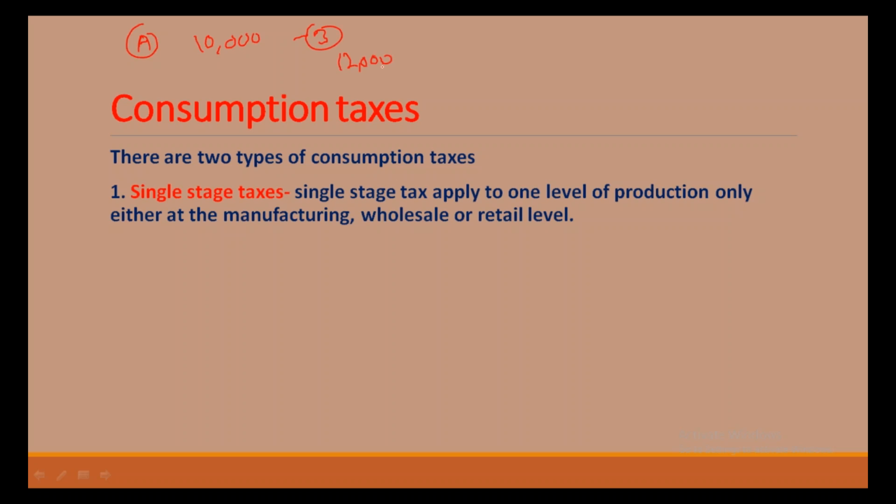But with the single stage tax you have to pay only once. So maybe at the time you are selling, you have to pay 1,000. And that's it. I don't need to pay any taxes, because at the point of manufacture, when you sold it, you paid the taxes. That's what we call a single stage consumption tax. Then we have the multi-stage tax, which we call simply the value-added tax.